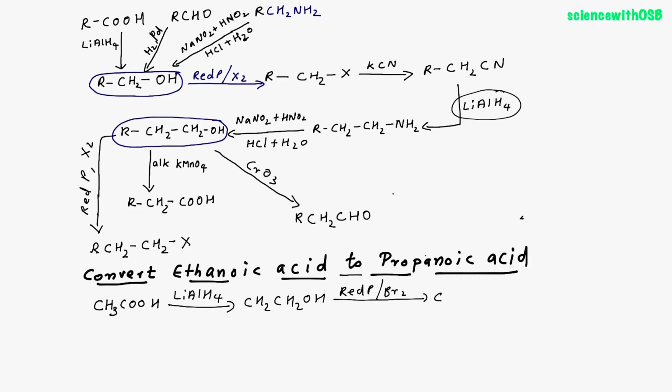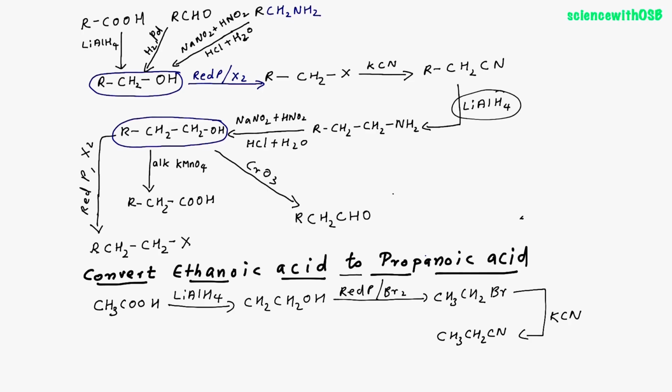Okay, what will you get? CH3CH2Br. Then what are we doing? We are adding KCN to get the corresponding nitrile, right? Okay, we can add KCN. So what will we get? CH3CH2CN. See, one carbon is already added. Correct? Okay, here you can see only 2 carbons and here you can see 3 carbons. So the carbon is already added, right?